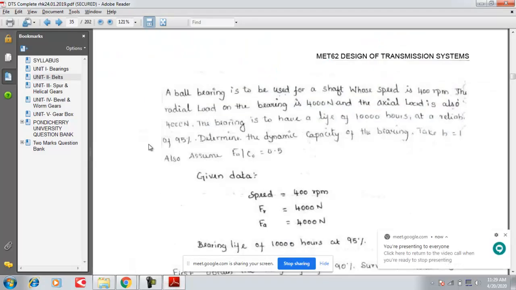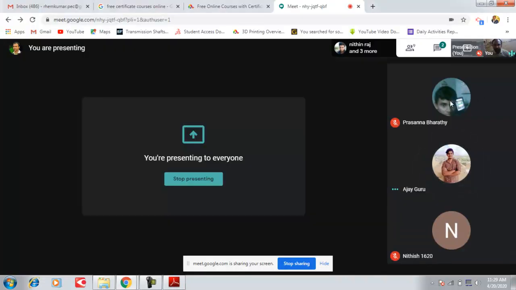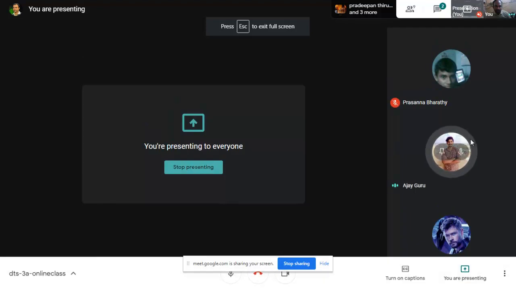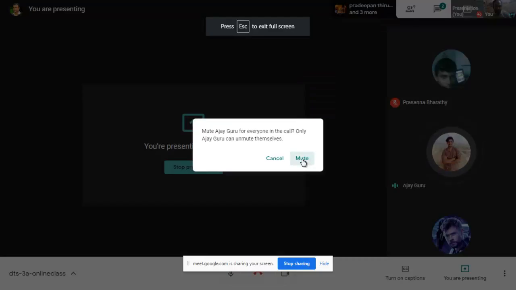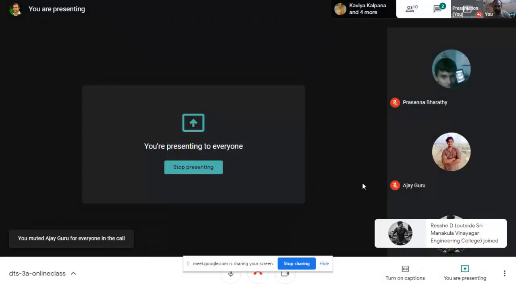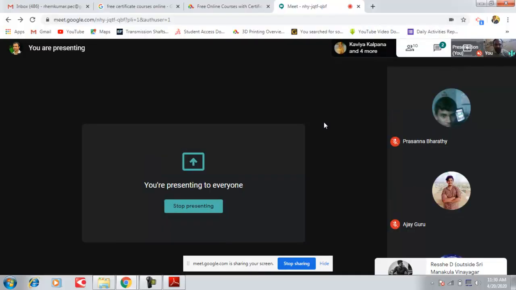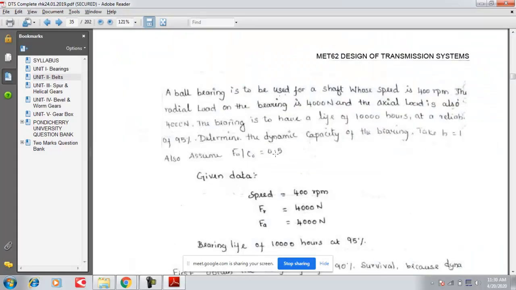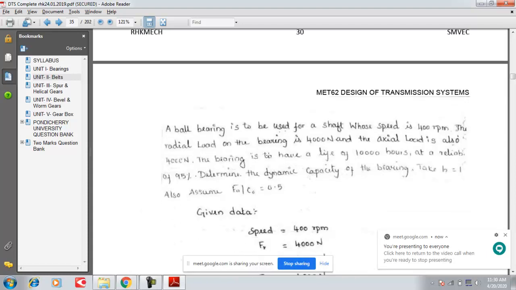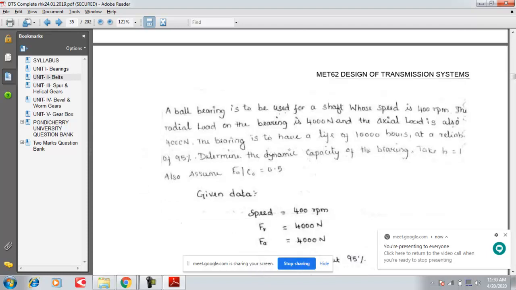So far we have discussed about bearings. In that we discussed about two types of bearings, that is ball bearing and journal bearing. In journal bearing we discussed about the problems, two methods of problems in journal bearing. Also in ball bearings we discussed about three types of problems so far. One more method is there. The two simple formula we have to use.